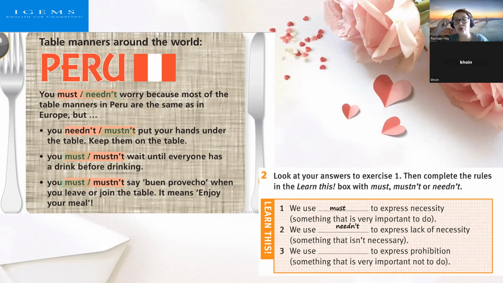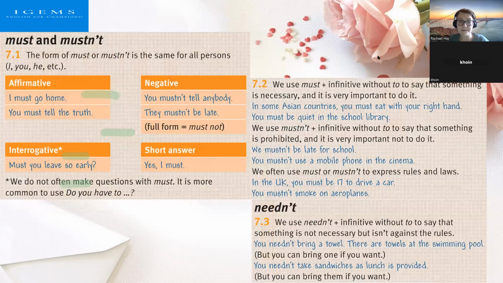Okay. And then we use what to express prohibition, which means you're not allowed to do something. So something that is very important not to do. What is the last word there that we haven't used? Listen. Good. Okay. Must and mustn't.